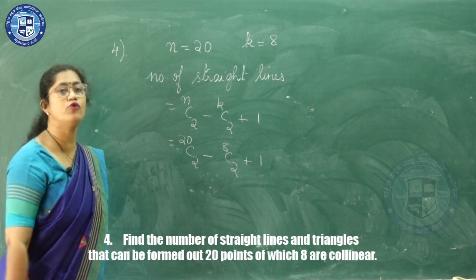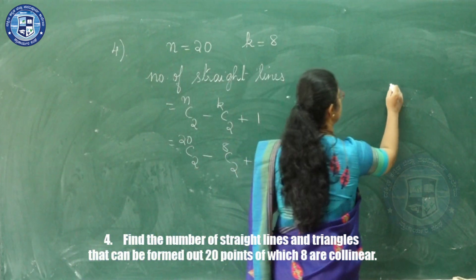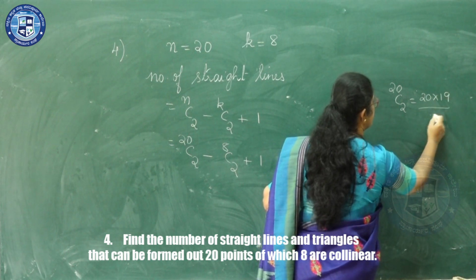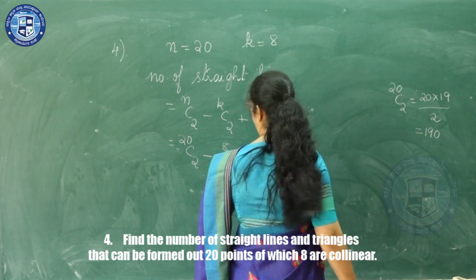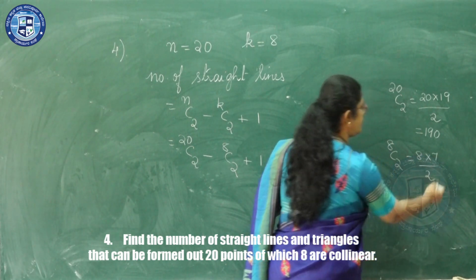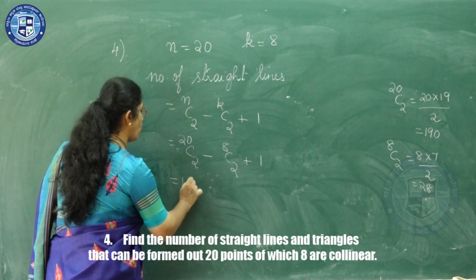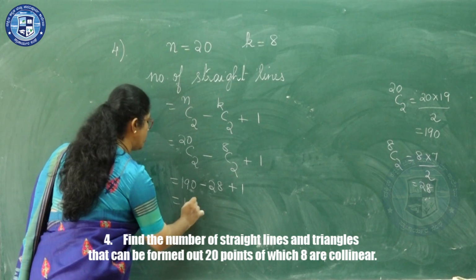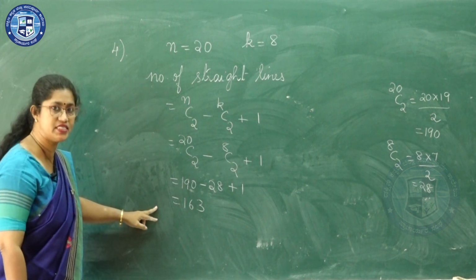By now, I hope you know how to calculate these values, 20C2 and 8C2. I'll just do it here at the side. 20C2 is 20 into 19 divided by 2 factorial, and that will give me 190, and 8C2 is equal to 8 into 7 divided by 2, and that will give me 28. So this is 190 minus 28 plus 1, which will be equal to 163. So we got the number of straight lines as 163.